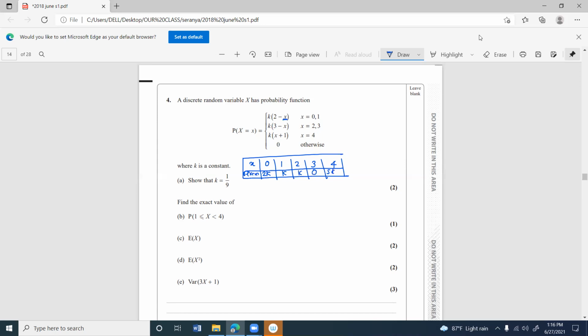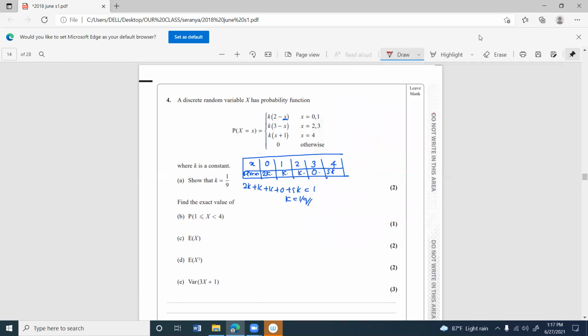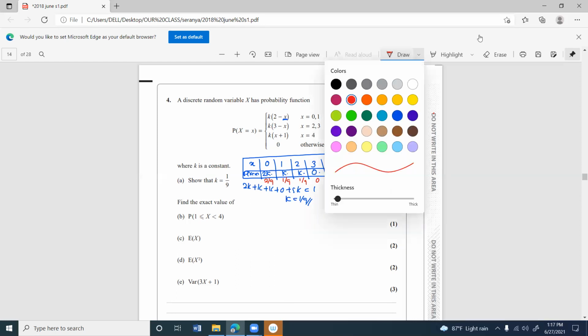Then you can say 2k plus k plus k plus 0 plus 5k equals 1. Therefore, k equals 1 over 9. From here, you can get this answer. So simply this turns out to be 2 over 9, 1 over 9, 1 over 9, 0 and 5 over 9. Those are the probabilities over here. If I use a different color to represent those probabilities, this is 2 over 9, 1 over 9, 1 over 9, 0 and 5 over 9. These are the probabilities. Right, let's go ahead further.